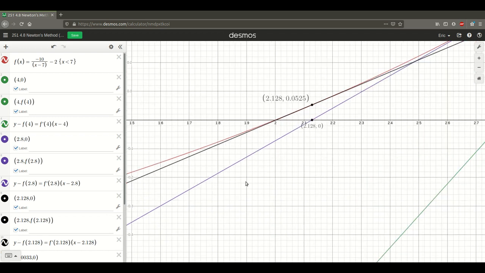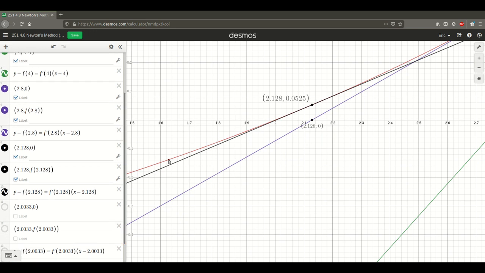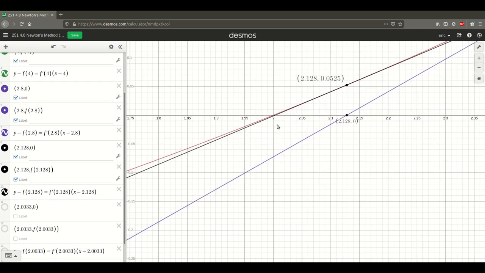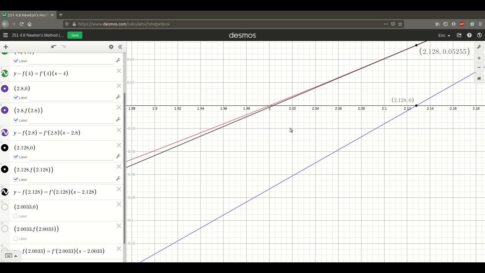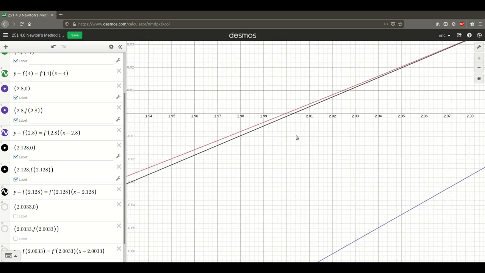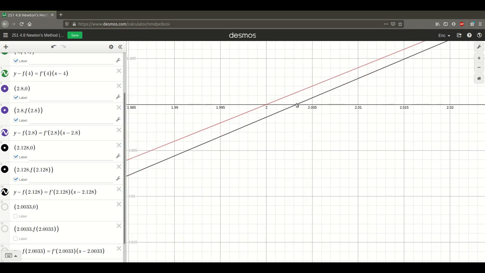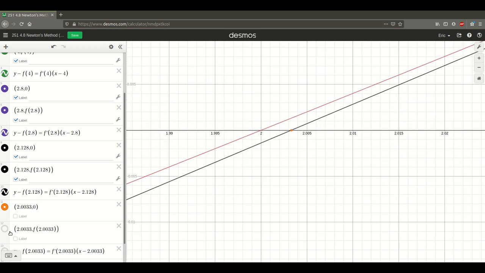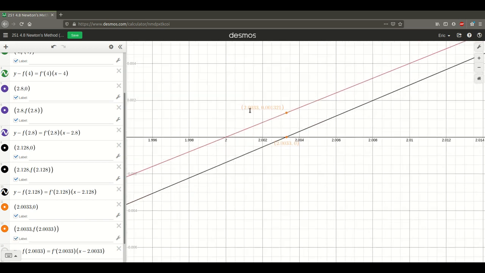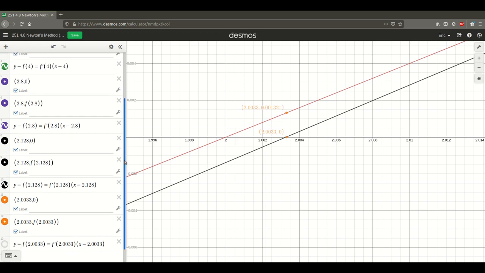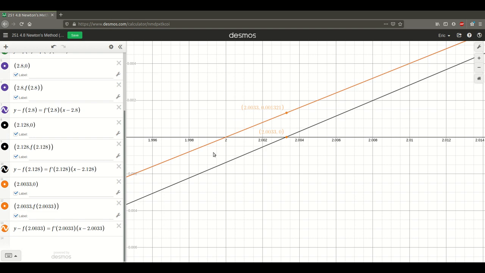And then we're going to find the equation of the tangent line again through this point. And now you can see by the third time we've done this, we have to zoom in pretty far for us to even tell the difference between the tangent line and the original curve. But we can repeat, zoom in more, and find the x-intercept of this tangent line, 2.00330. We map this point up to the curve f of x, and it gives us that point, (2.0033, 0.001321). Then we find the equation of the tangent line through that point, and we get this orange line.